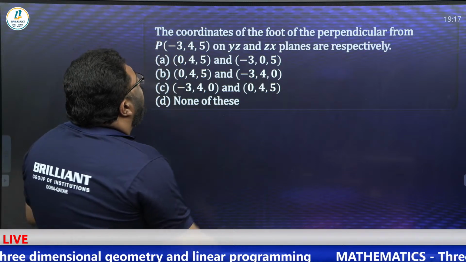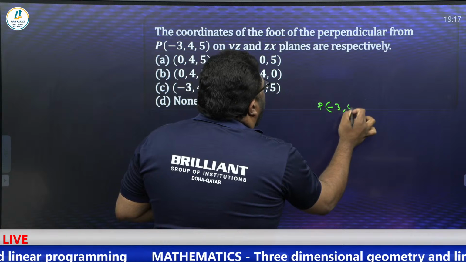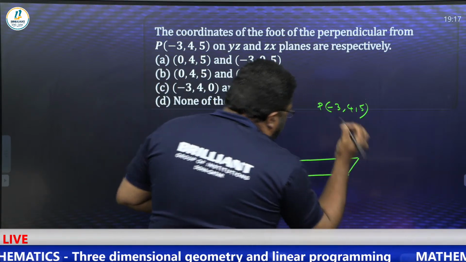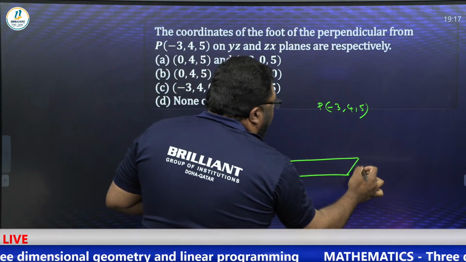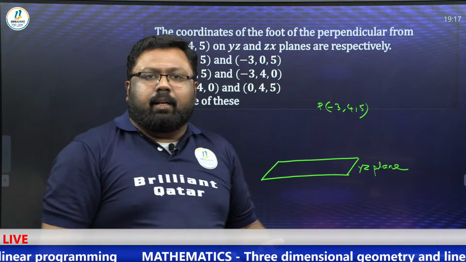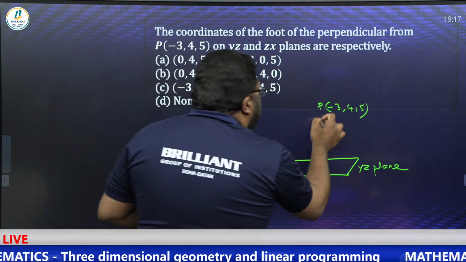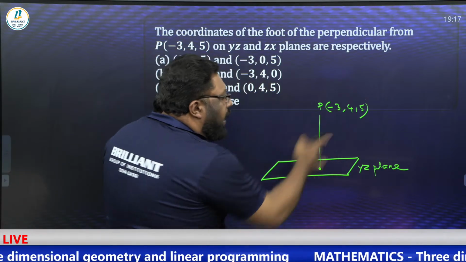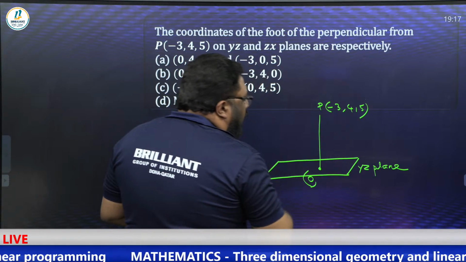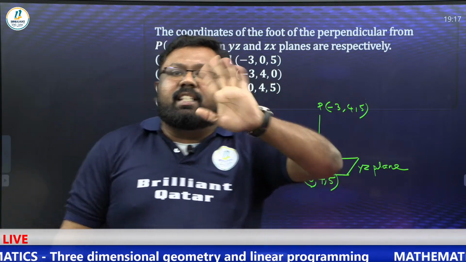Once again, what is the foot of the perpendicular from the point -3, 4, 5? It's not on the axis, but they are saying it is on the YZ plane. Come on, keep the logic. They said YZ, so your answer is X becomes 0, and Y and Z are 4 and 5. Correct? On the YZ plane, my dears.